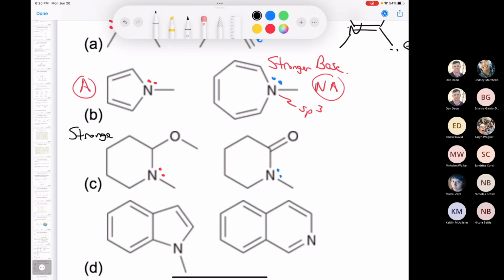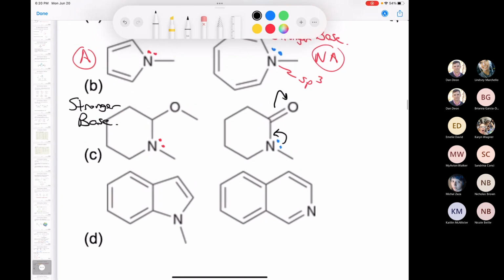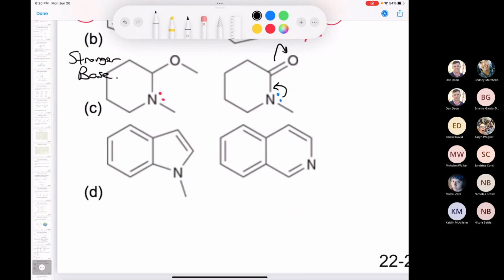Stronger base. Why? Because again, these ones are delocalized throughout the molecule. I'm not going to draw the resonance structure, but yeah. And then D is in the same vein as B, right? If you look at the lone pair on this molecule, so this is called indole. You don't need to know that. But this lone pair is participating in aromaticity. Okay, so you need to have that lone pair.